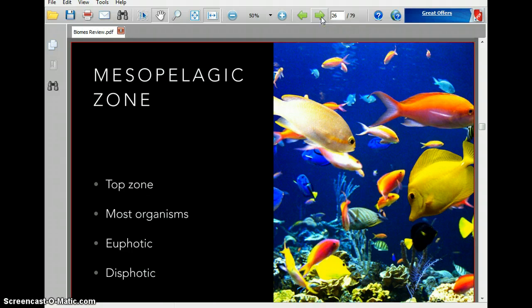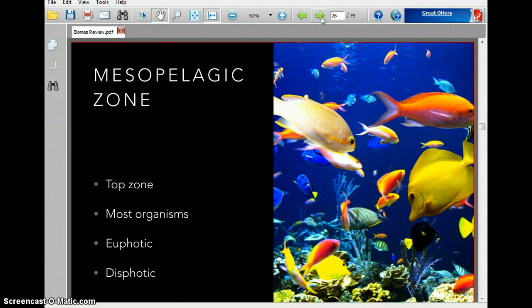So the first zone is the Mesopelagic zone. It's the top zone. It's fully euphotic, which means that light can penetrate all the way through this zone. It's the one that contains the most organisms. Oh, it is dysphotic at the bottom, sorry. But that's not the first zone. The first zone is Epipelagic, yeah. Epipelagic. I'm sorry, did I switch it up? Epipelagic is the first zone.